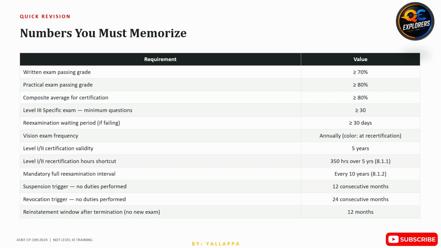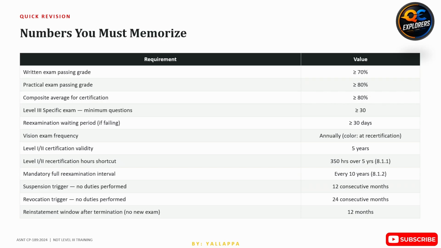The next number concerns vision examinations. Near-distance visual acuity must be verified annually, while color vision is verified at recertification, as summarized on this revision slide. Maintaining current vision records is essential because exceeding the required interval can result in certification suspension.